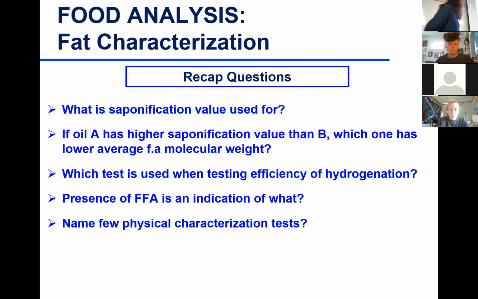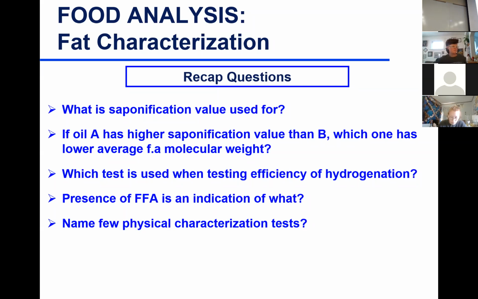Yes, it is the index for the average molecular weight of fatty acids or triglycerides of that oil. So it's used as a kind of identification value. It's very characteristic for different types of oils. And the value we get is used to calculate the average molecular weight of triglycerides, and the average molecular weight of fatty acids of that particular oil.